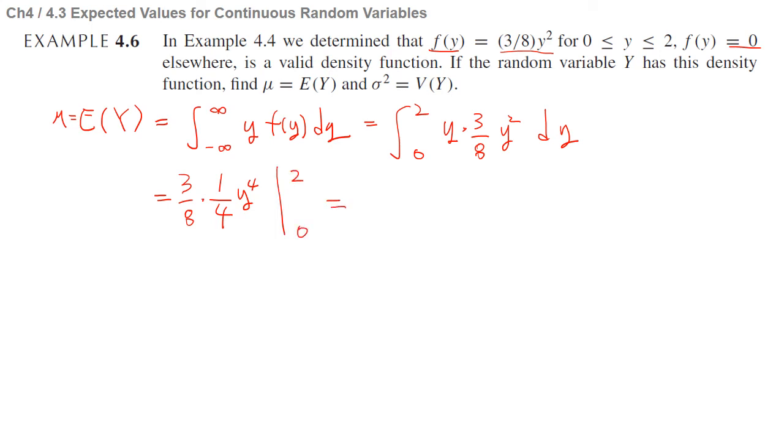And this is 2 to the fourth, times 3 over 32, and it is 3 over 2 minus 0. Okay, minus 0. Okay, 3 over 2. So the expected value is 3 over 2, and what is the variance?